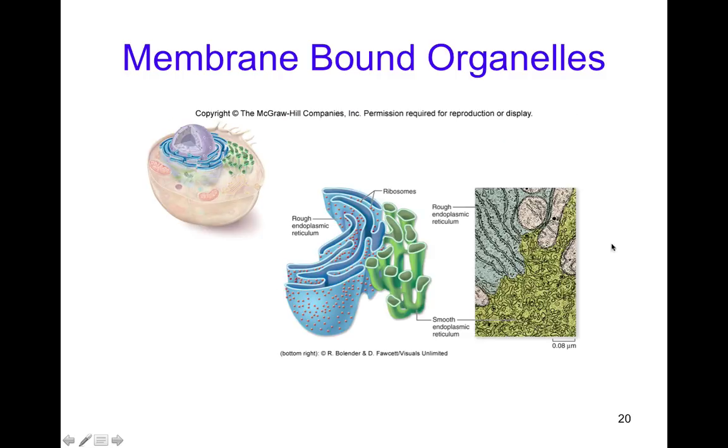So here's a picture of rough and smooth. Almost always the rough ER is right outside the nucleus. Almost every picture you'll see, rough ER is right outside of it. And then the smooth ER is usually right outside the rough ER.